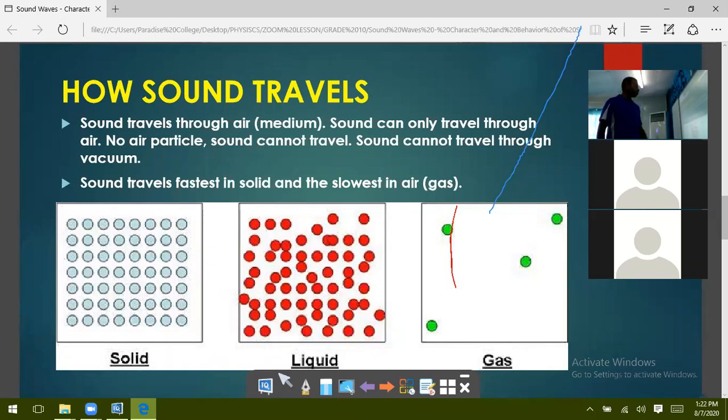Why can sound not travel through vacuum? Anybody? No air particles. Very good. Because there are no air particles, sound cannot travel.